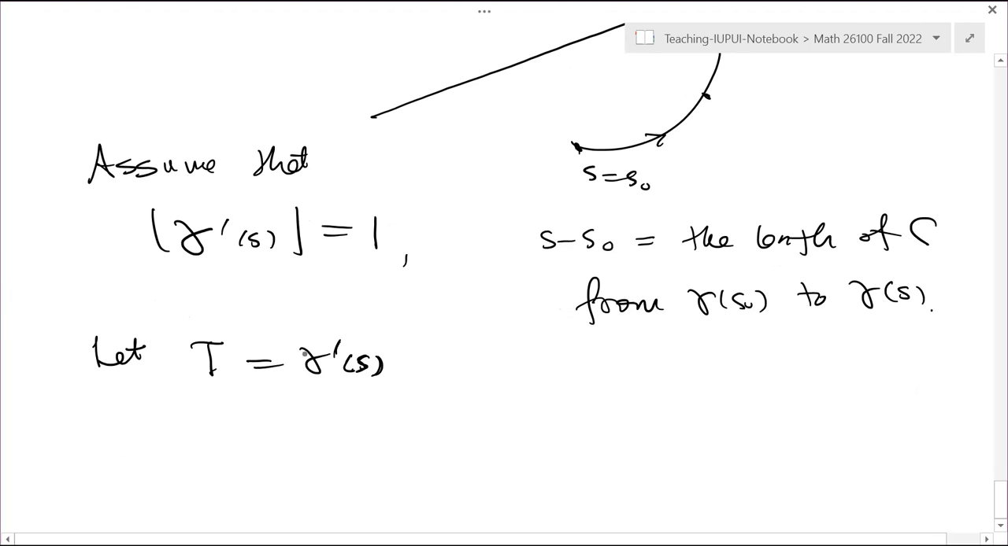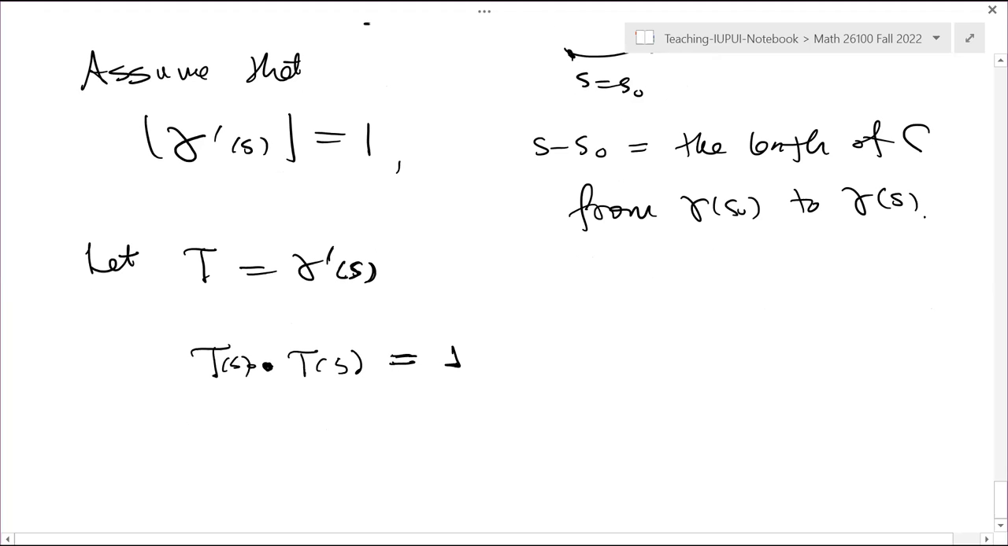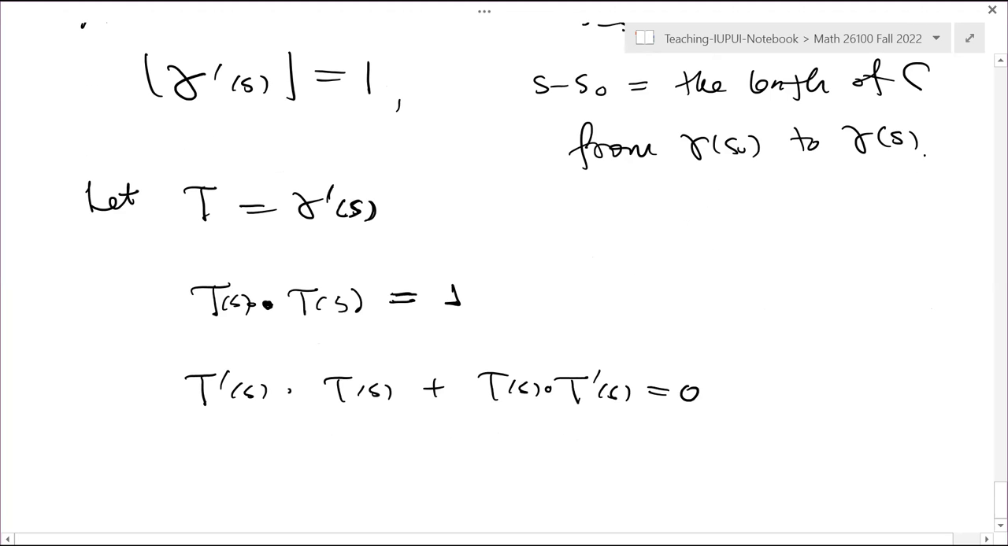I will remember, t times t is going to be 1, right? So I did it last time, I differentiate both sides with respect to s. If I differentiate with respect to s by the product rule, it's going to be 0, right? The right-hand side, the derivative of 1 is 0. The left-hand side, you get 2 terms.